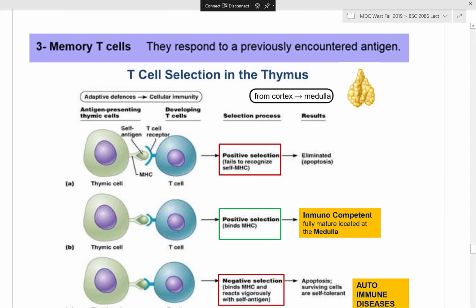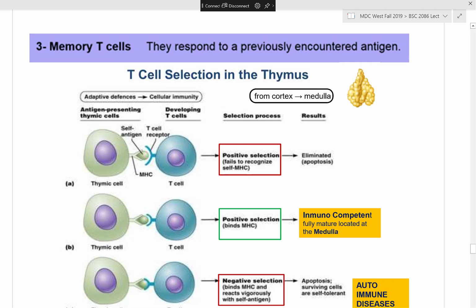Now, how do we do memory? Well, we already said that the T cells are created in the bone marrow, and they go to mature at the level of your thymus. And in the thymus, as we said, they become immunocompetent, right? So there are three fates of this. And the fates are the following.